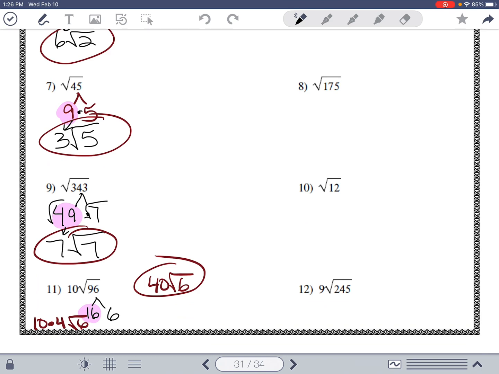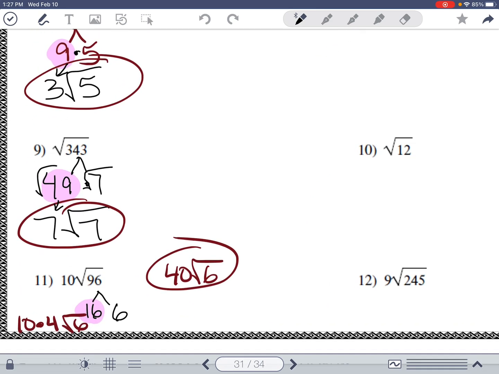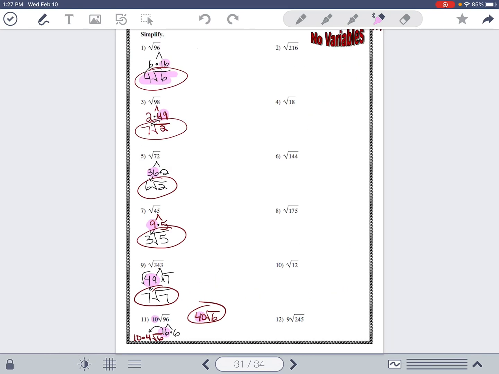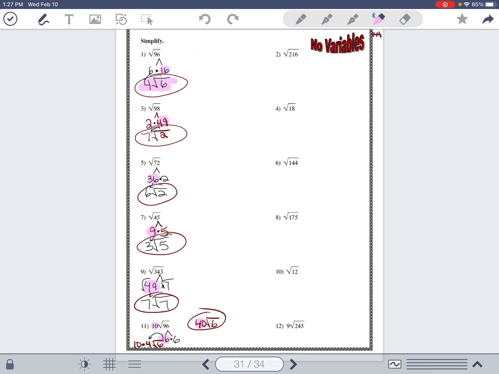All right, and number 11 is 10 times the square root of 96. Square root of 96 is 16 times 6. 16 is a perfect square, so the 4 comes out, gets multiplied to the original 10 that's out there for a grand total of 40. The other 6 has to stay under the radical. That's how you simplify radicals, square roots, with just numbers underneath them, okay?